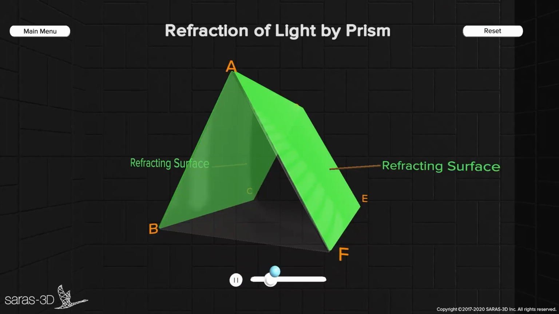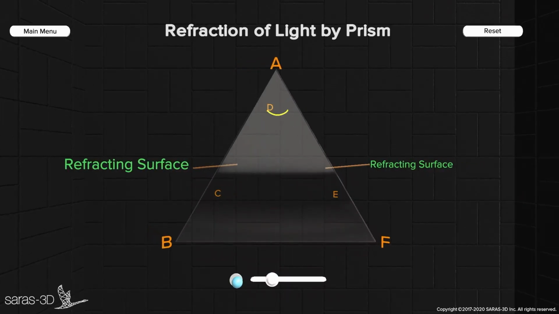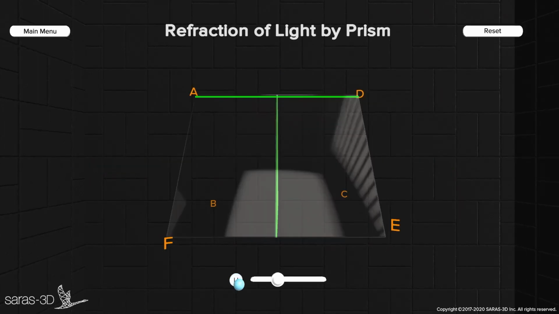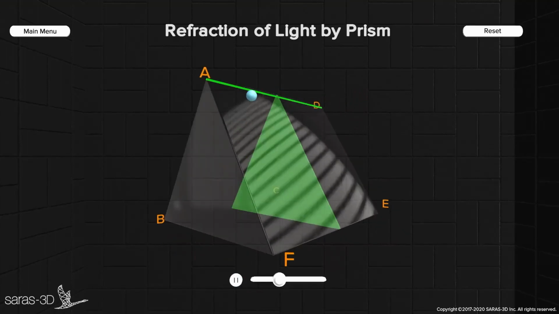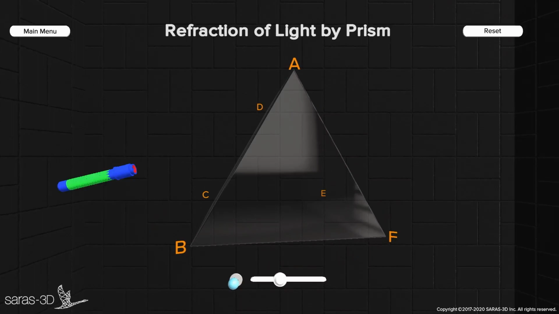The angle between these two refracting surfaces is known as angle of the prism. For an equilateral triangular prism, the angle of prism is 60 degrees. The line along which the two refracting surfaces meet is known as refracting edge of the prism, and any section perpendicular to this refracting edge is known as principal section. Here, as you can see, this is refracting edge and this becomes the principal section. Now let us see the phenomena of refraction through a prism and how refraction of light through a prism is different than refraction through a glass slab.